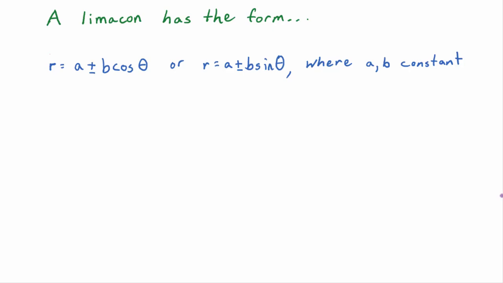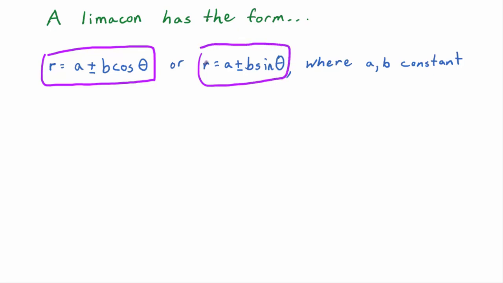A limacon has the form R equals A plus or minus B cosine theta, or R equals A plus or minus B sine theta instead of cosine, where A and B are constants. So it has two different forms. We're talking about graphing functions, R as a function of theta. That's what we're really talking about here. Either way, you can think of it as R as a function of theta. So it's different than what you're used to.